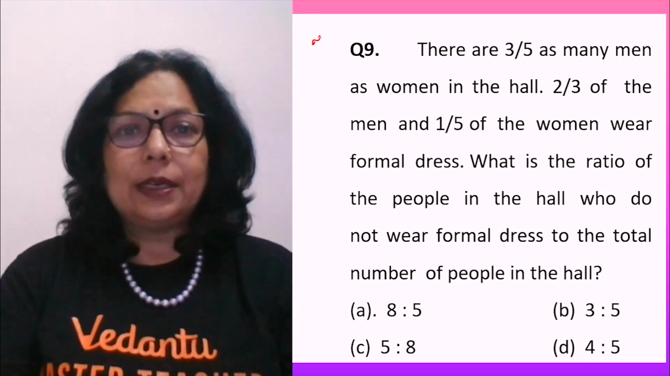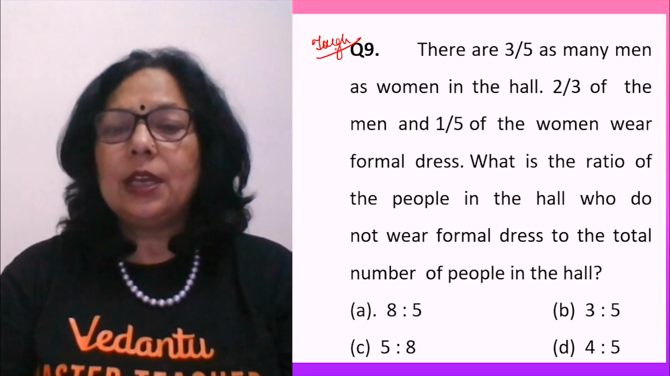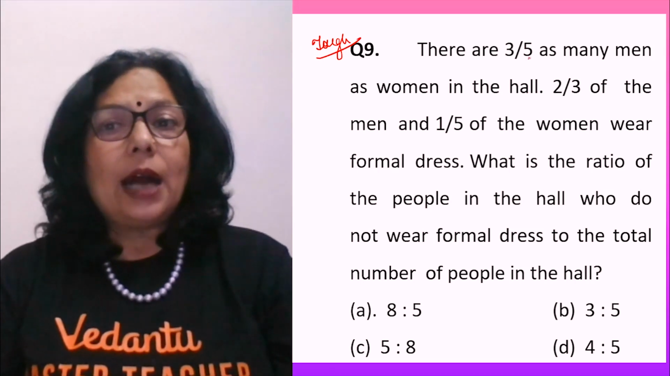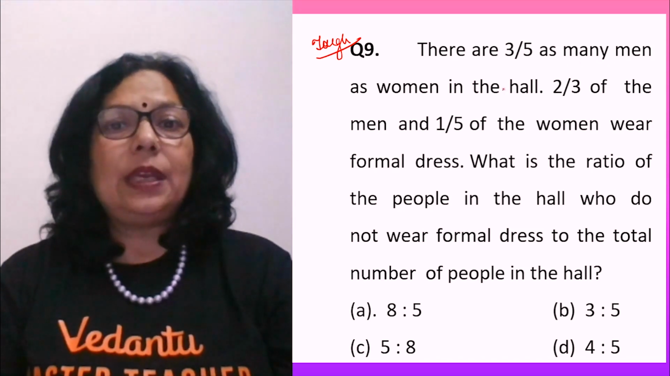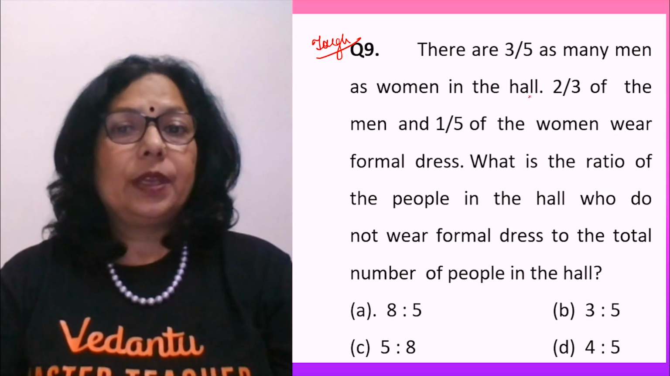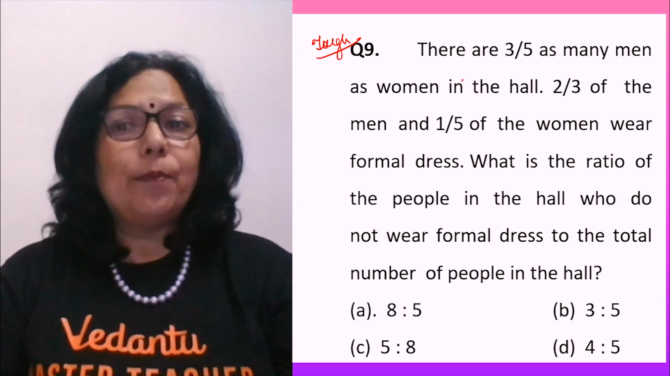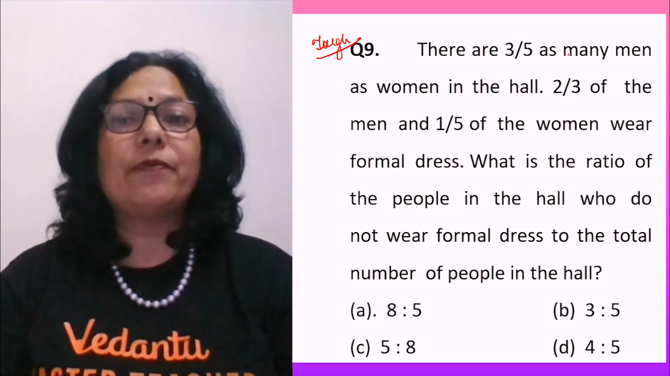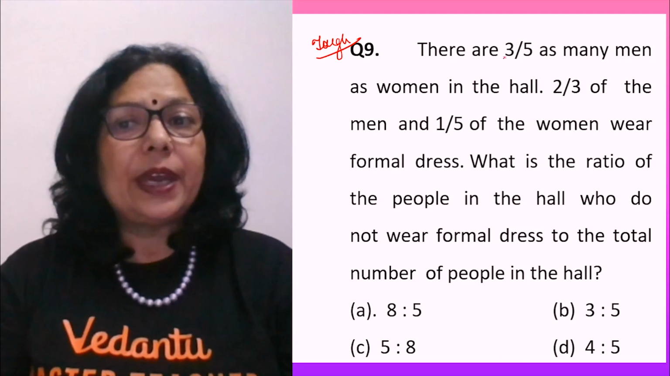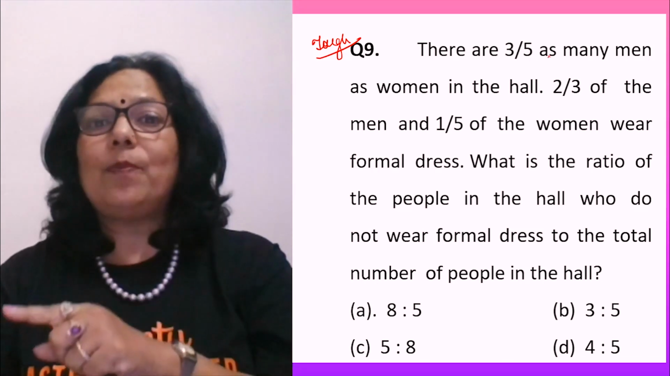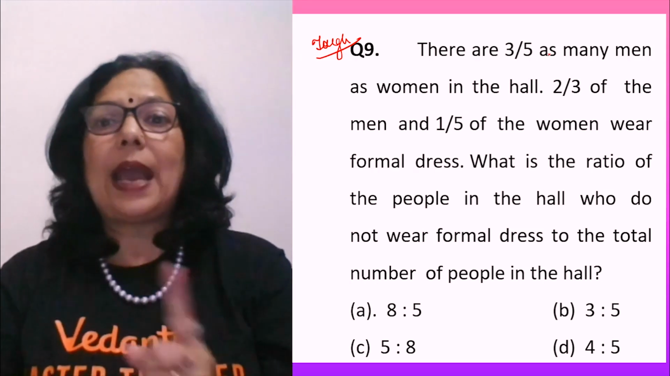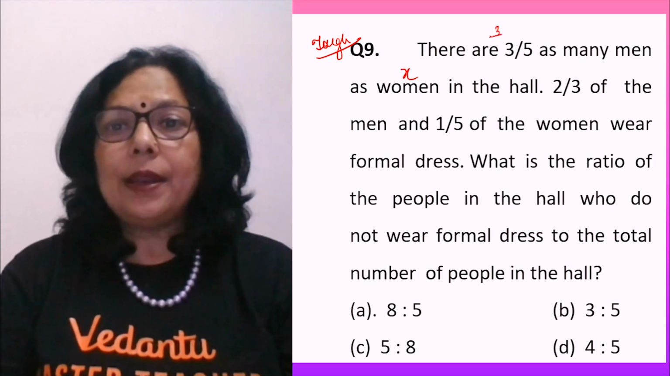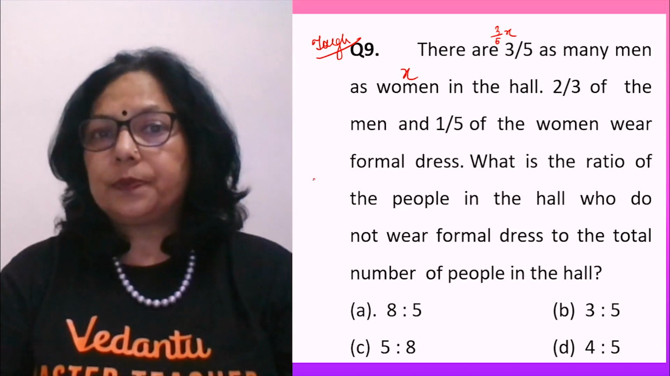No, it is a little tough question as per your grade 6 because there is a trick. You have to read it, it's a little lengthy. There are 3 by 5 as many men as women in the hall. If it was written that the number of men is 3 by 5 times of women, it was simple: if women is x, men are 3 by 5x. It is written there are 3 by 5 as many men, means as many times men as women in the hall. So let us suppose women are x, then men are 3 by 5x.